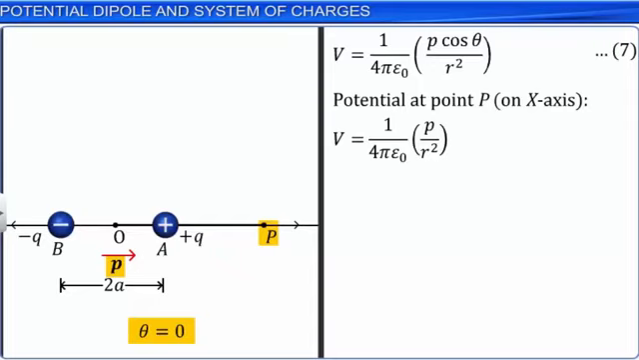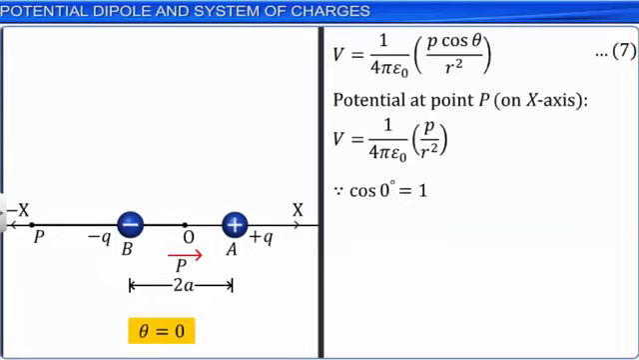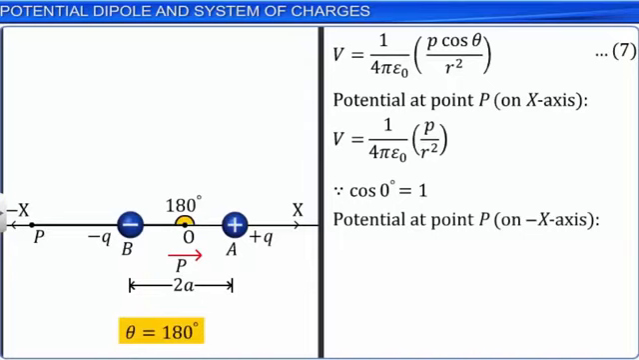If point P is on the negative x-axis, then the angle between the position vector of P and the dipole moment of the dipole is 180 degrees. The potential at P due to the dipole is V equal to minus 1 by 4 pi epsilon naught into p by r square, as the cosine of 180 degrees is minus 1.